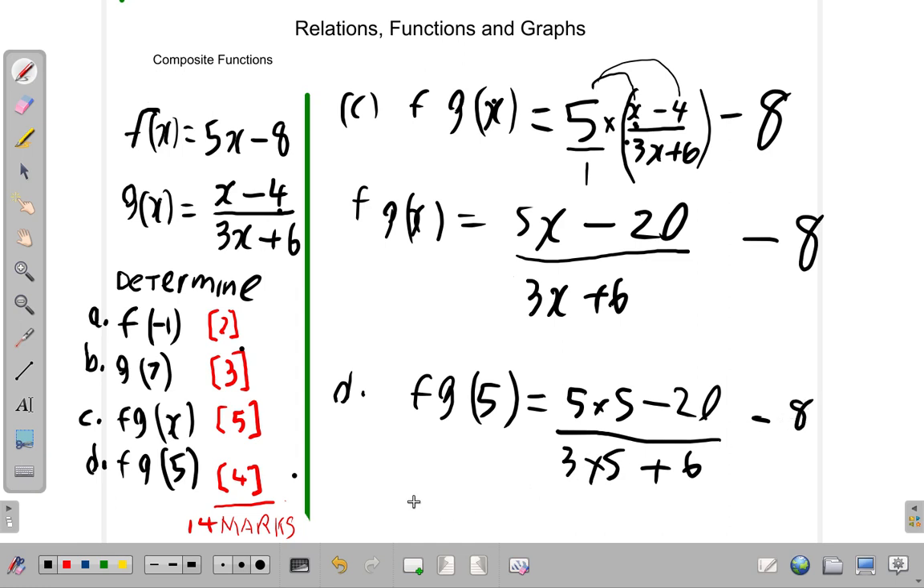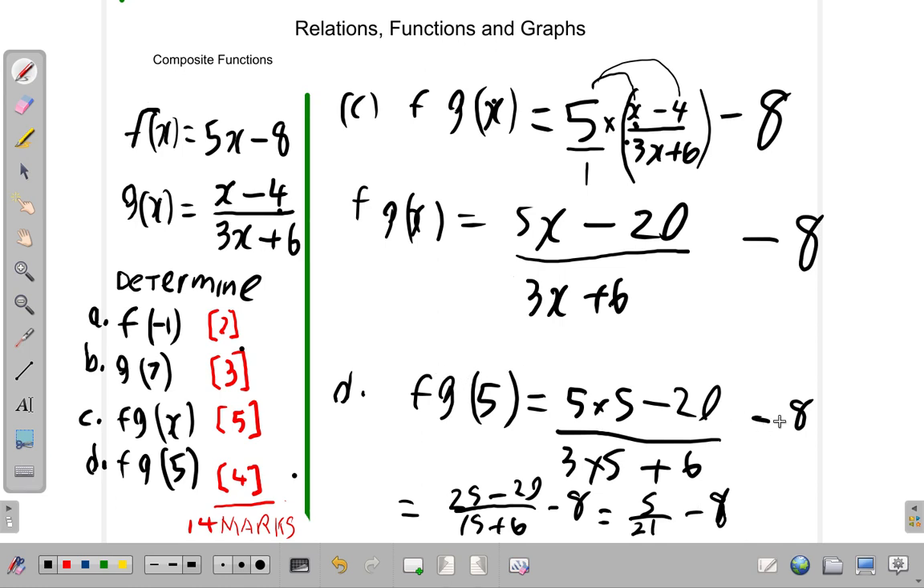Alright, do we have space to work it out? 5 5s, 25 minus 20, over 3 5s, 15, plus 6, minus 8. So this is 25 minus 20 up here, going to be 5 divided by 15 plus 6 is 21 minus 8. So we have 5 divided by 21 minus 8.